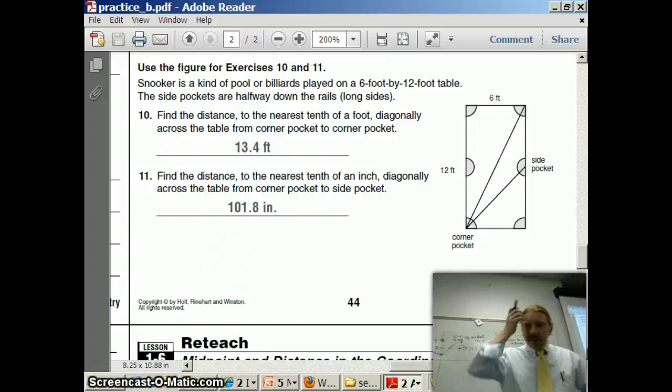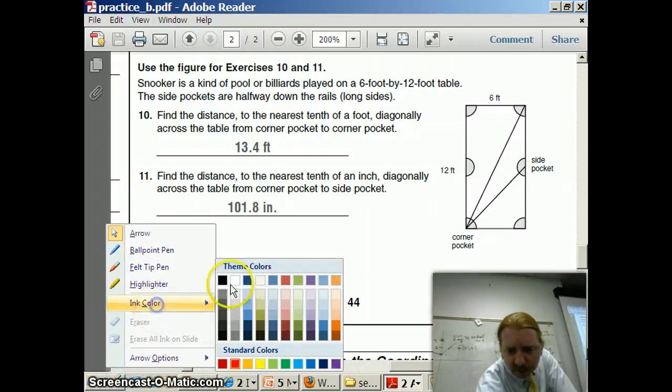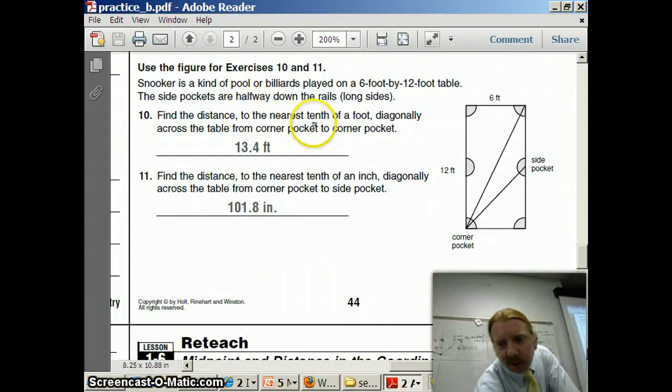So we talk about 10, 11 here. The key to these is that it's really about the setup, and these are really Pythagorean theorem problems. They actually have nothing to do with the distance formula by itself. So for example, when I look at 10, the distance to the 10th of a foot diagonally from corner pocket to corner pocket. So I'm looking at this triangle right here.